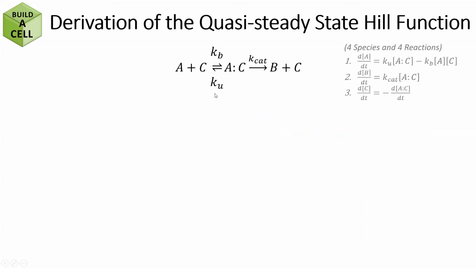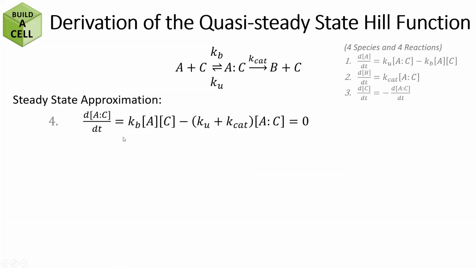Let's start with this very traditional model of catalysis, where A binds to a catalyst and forms a complex, and that is then catalyzed to become B and released from the catalyst. This is called Michaelis-Menten kinetics, and I have 4 species and 4 reactions. I've written down the first 3 ODEs here, and I'm going to write down the 4th ODE here, and I'm going to make something called a steady state approximation. What I'm saying here is that the amount of A bound to the catalyst is not changing in time. So dAC/dt is equal to 0.